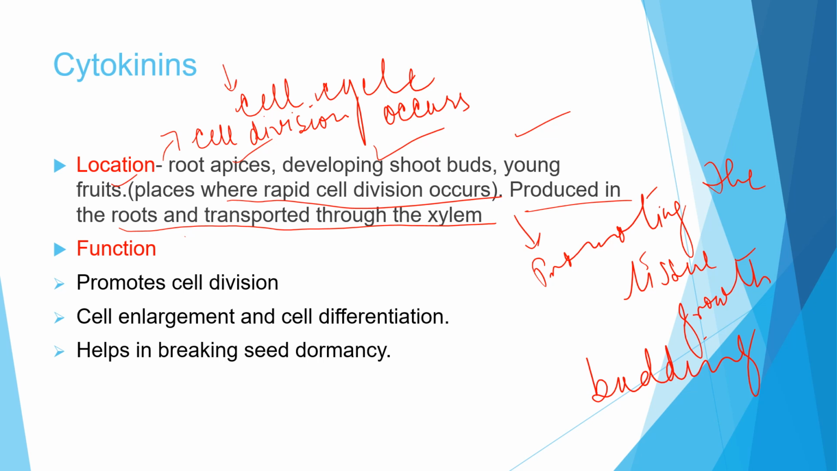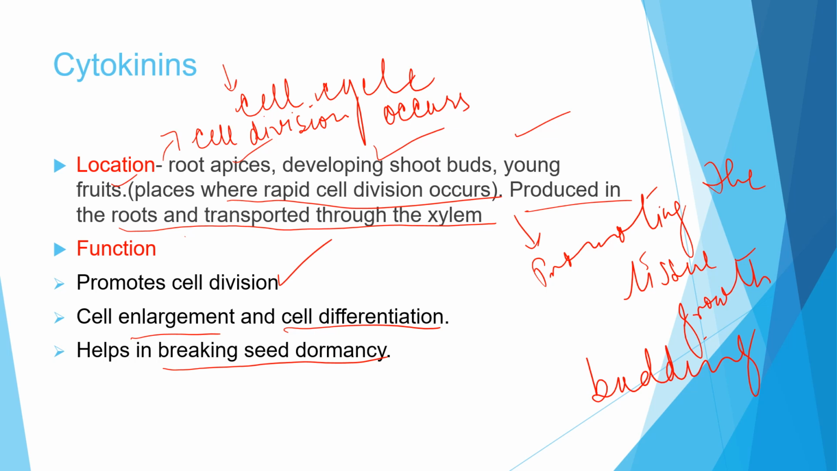So what are their main functions? First, it promotes cell division. Till now we have discussed that only, and it occurs at the site where cell division occurs the most. It also controls cell enlargement and cell differentiation. Like gibberellins, it helps break seed dormancy and helps in seed germination.